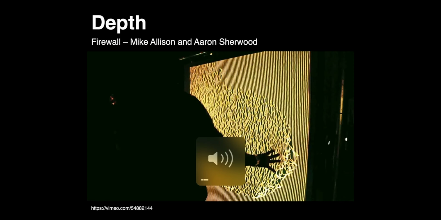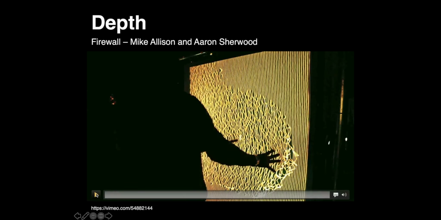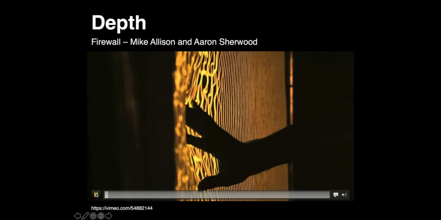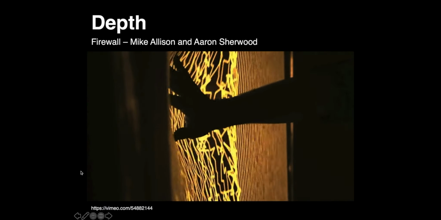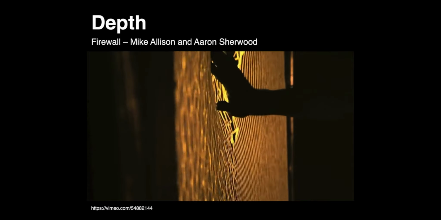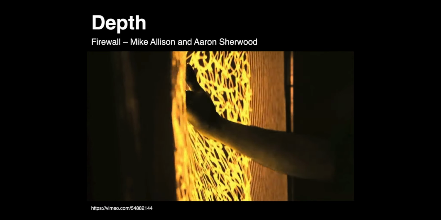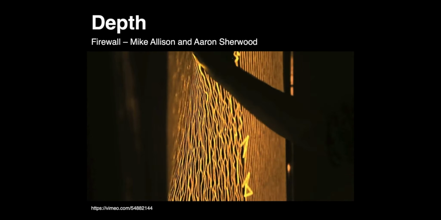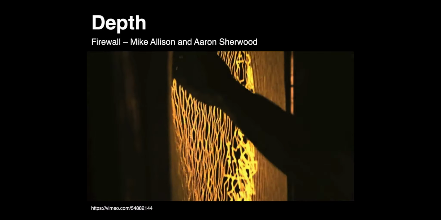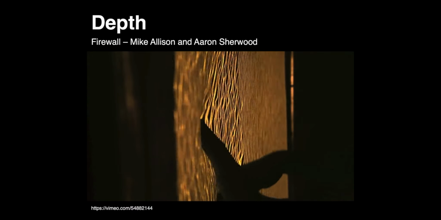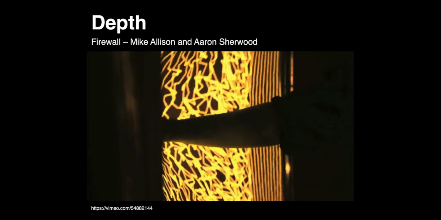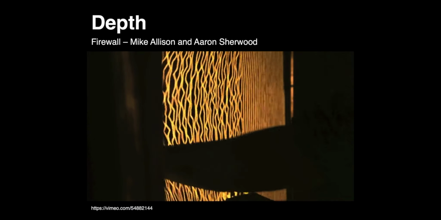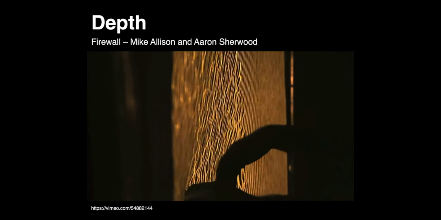Here's another project. This one uses the Kinect. It's called Firewall by Mike Allison and Aaron Sherwood. And it's basically just measuring the depth when someone pushes in on this elastic wall. It applies that data to a musical loop or sound samples, and then also to these really beautiful graphic elements too. So the interaction is just that pushing, the measuring of that depth.